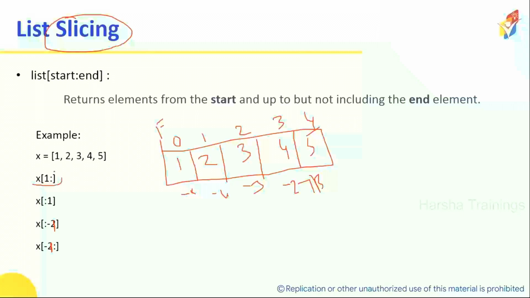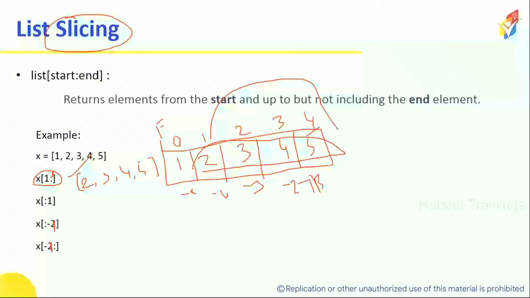Now what is x of 1 colon? Can you please respond? 1 colon means I want to pick the data from 1 to the end. So what is the output? Is it 2, 3, 4, 5? Can anyone respond? The starting will be 1, and I have not given an ending, so it will go till the end. The elements I get are 2, 3, 4, 5. Okay?